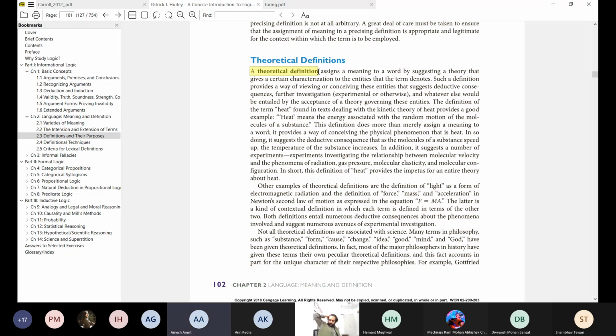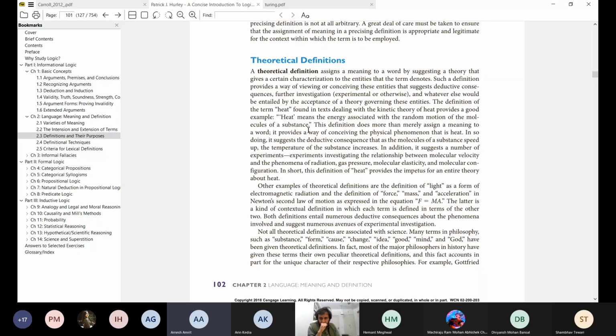Right. The theoretical definition assigns a meaning to a word by suggesting a theory that gives a certain characterization to the entities that the term denotes. Such a definition provides a way of viewing or conceiving these entities that suggest deductive consequences, further investigation, experimental or otherwise, and whatever else would be entailed by the acceptance of a theory governing these entities. The definition of the term heat found in texts dealing with kinetic theory of heat provides a good example. Heat means the energy associated with the random motion of molecules of a substance.